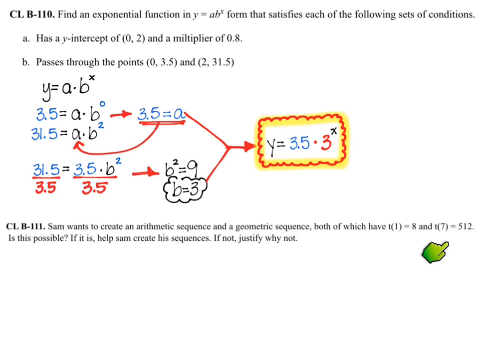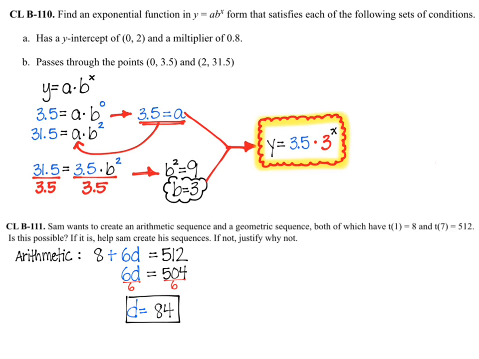The next problem was closure B-111, and we've got some information about a first term and a seventh term, and to come up with 2 different forms, one arithmetic and one geometric. So I'm going to do arithmetic first, and that would be saying I have 8, and you'd add 6 common differences because from the first to the 7th term there are 6 additions that would happen, and that would get us to the 512. So we can solve for d, and we get that d is 84.